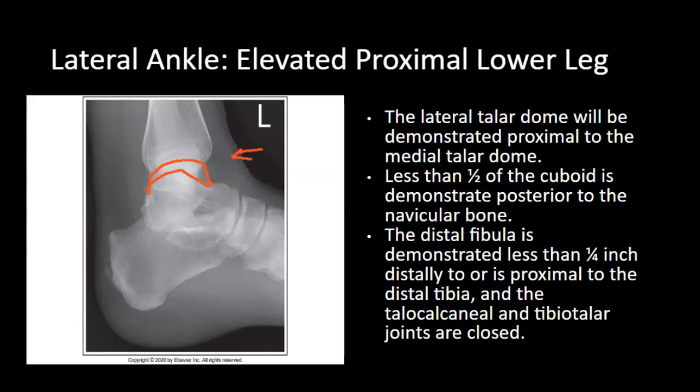Also, you can look at the fibula's relationship with the ankle. The distal fibula is demonstrated less than 1/4 inch distal to, or is proximal to, the distal tibia. And the talocalcaneal and tibio-talar joint spaces will be demonstrated as closed. So in order to correct this imaging, we have to lower that knee down so that we can get those talar domes superimposed.